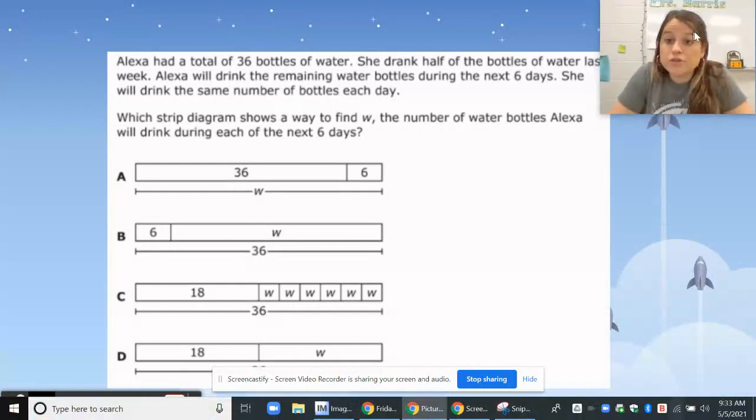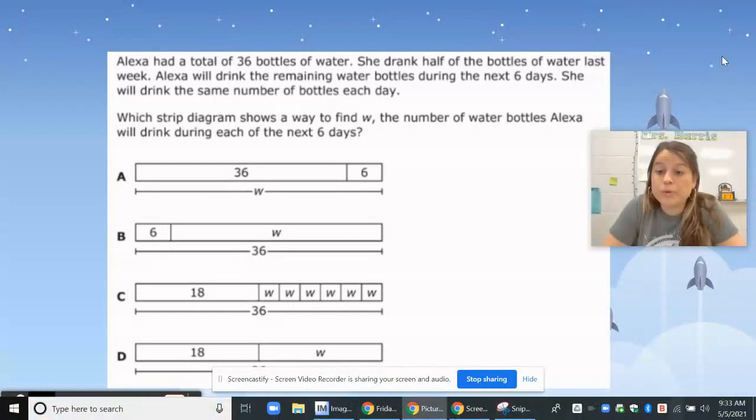All right, so here's another strip diagram problem. We're going to read it carefully, figure out what the words are telling us before we even look at these pictures. Ignore the pictures for now. So Alexa had a total of 36 bottles of water. She drank half of the bottles of water last week. Alexa will drink the remaining water bottles during the next 6 days. She will drink the same number of bottles each day.